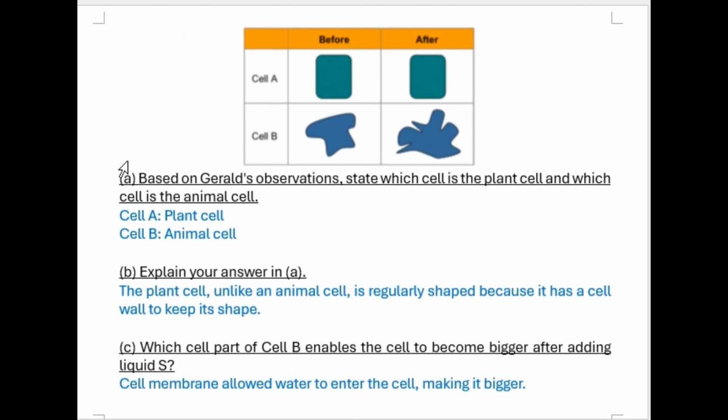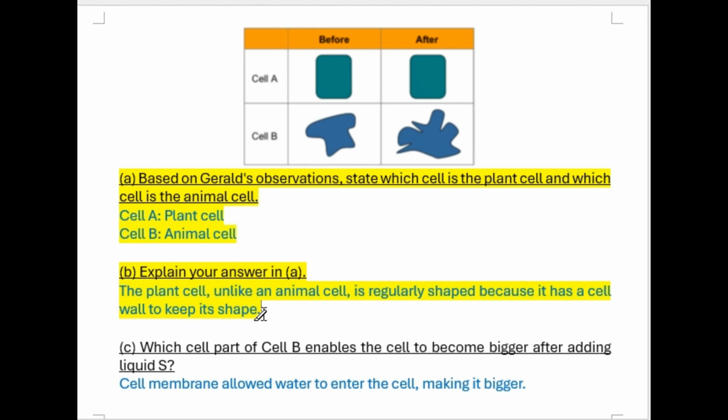A. Based on Gerald's observations, state which cell is the plant cell and which cell is the animal cell. Cell A, plant cell. Cell B, animal cell. B. Explain your answer in A. The plant cell, unlike an animal cell, is regularly shaped because it has a cell wall to keep its shape.